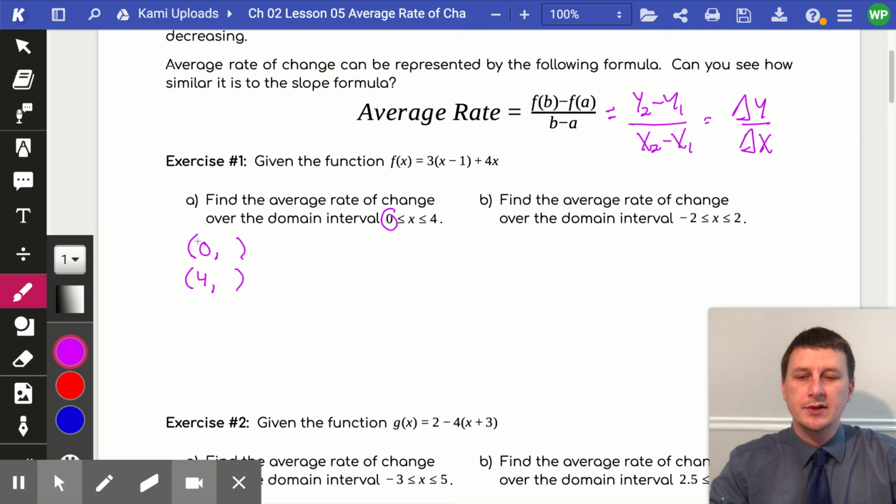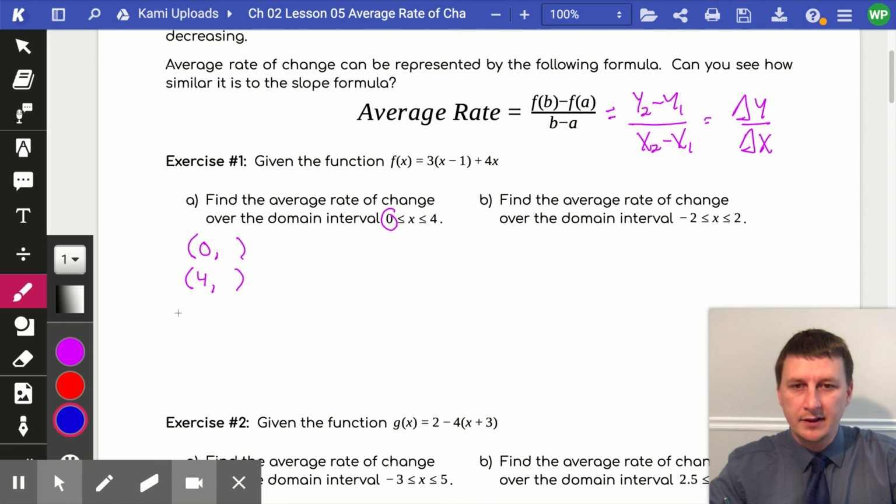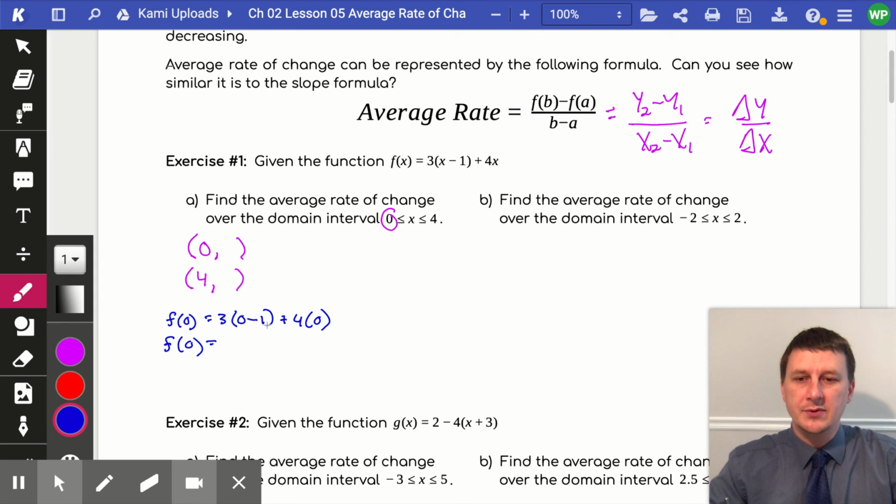All right, start with substituting in 0. We're going to have f of 0 equals 3 times (0 minus 1) plus 4 times 0. That means f of 0 is going to be 0 minus 1, which is negative 1, 3 times negative 1 is negative 3, plus 4 times 0, which is 0. So we get negative 3 here, which also means that's my first coordinate point. It occurs at 0, negative 3.